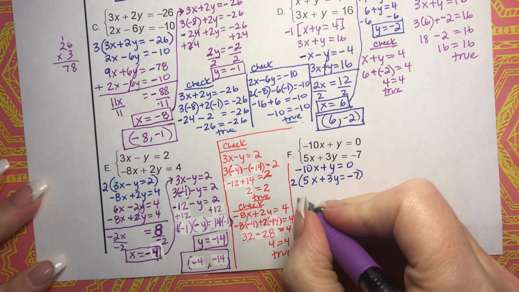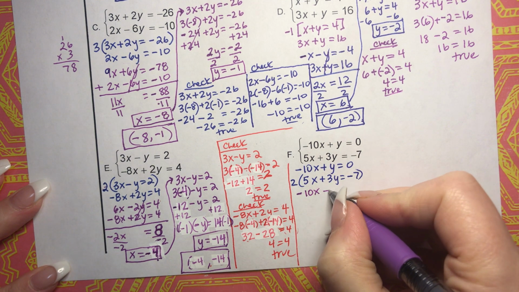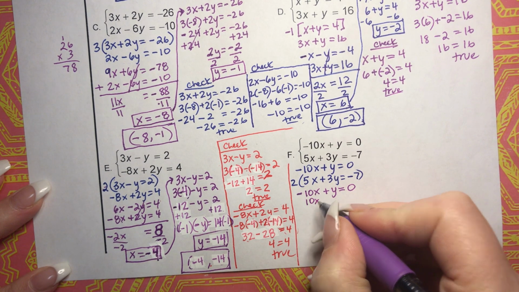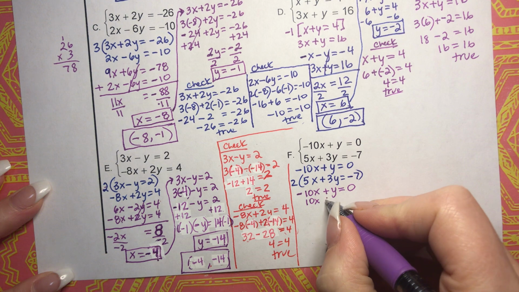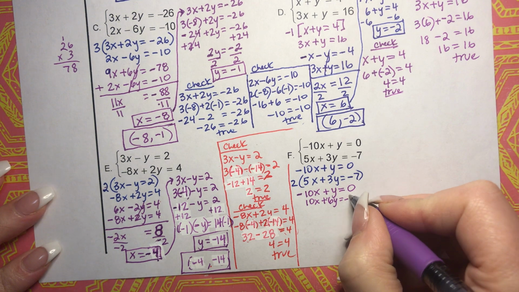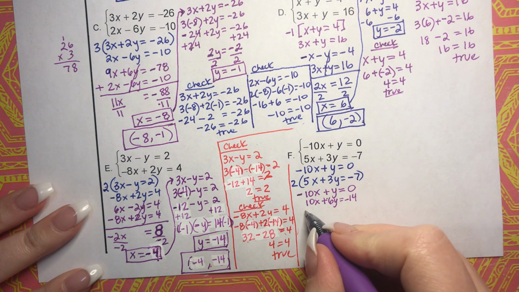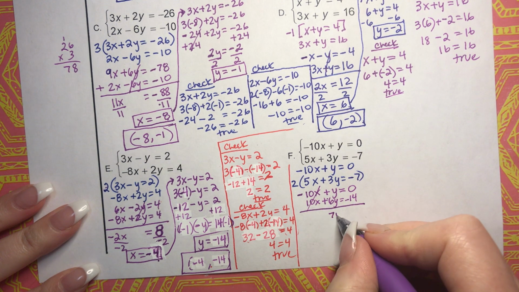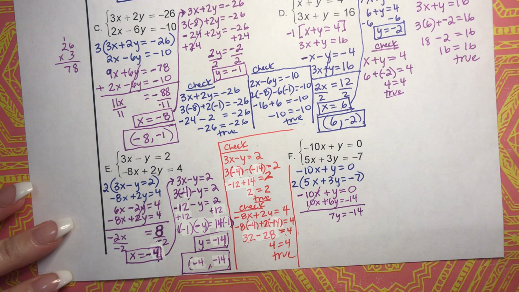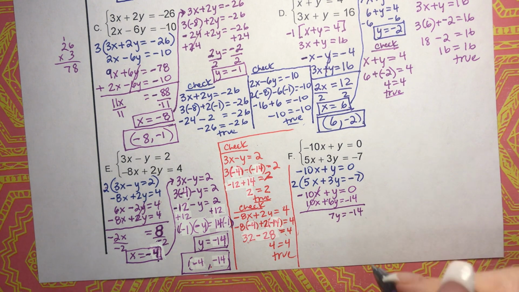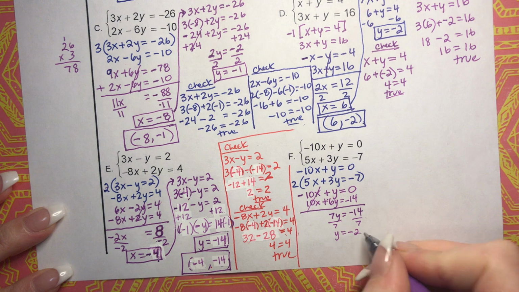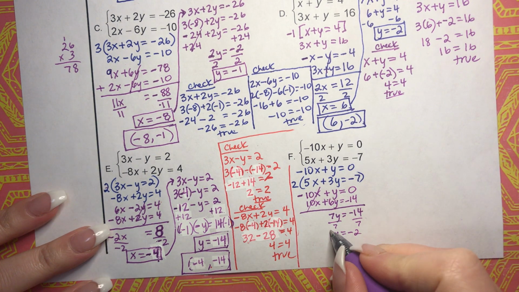And then I'm going to rewrite the top equation using a different color so it's visually easier to see what I'm doing. And then multiply: 2 times 5x is 10x. 2 times 3y is positive 6y. 2 times negative 7 is negative 14. Now we add. Those cancel. That's 7y equals negative 14. Make sure I did that right. That's where I messed up last time. Okay, anyways, divide by 7 on both sides. We have y equals negative 2. Okay, boom, that's what y equals.